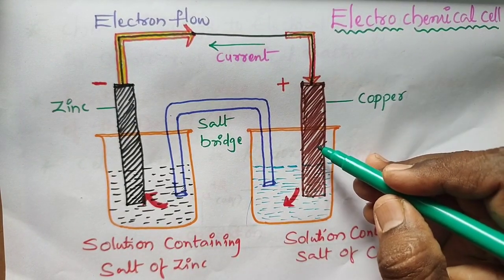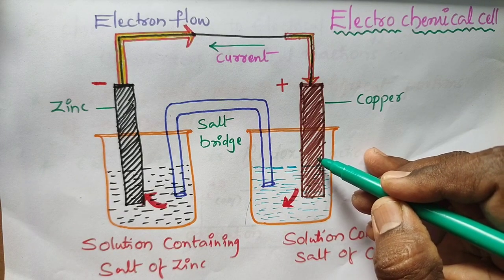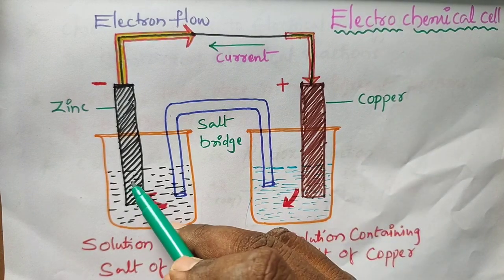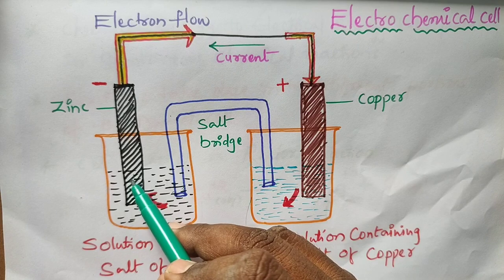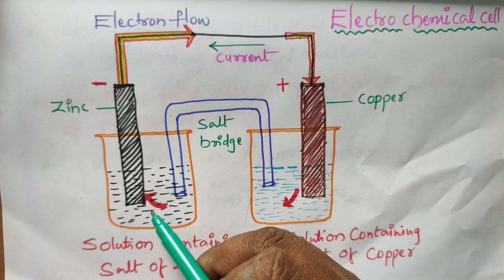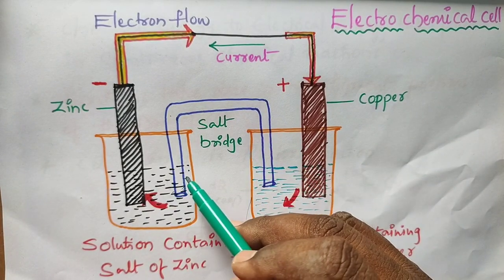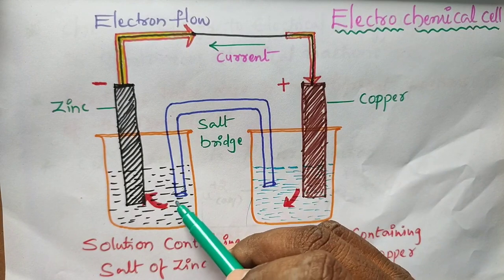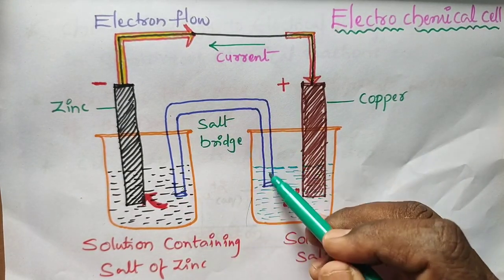Whichever electrode is taken in this half cell, its salt solution is taken as the electrolyte. And in this one also, whichever electrode is taken in this half cell, its salt solution is taken as the electrolyte. Okay, this is a salt bridge. In this salt bridge, the ion balancing takes place. The ions are balanced by using the salt bridge.